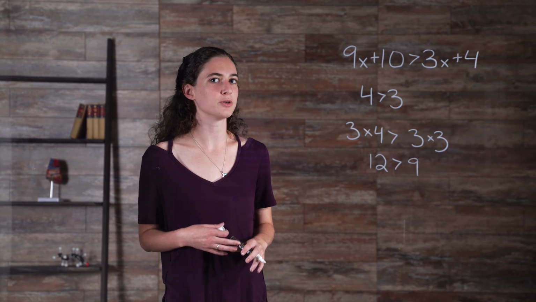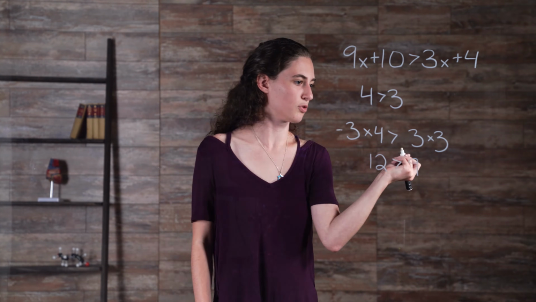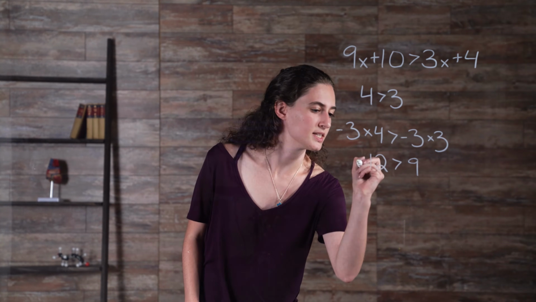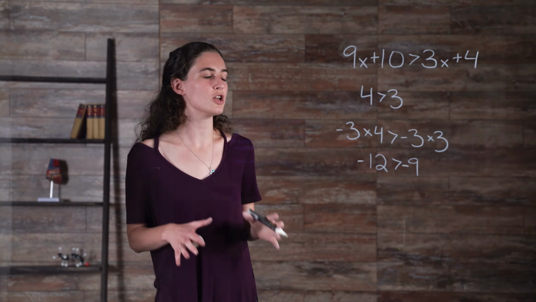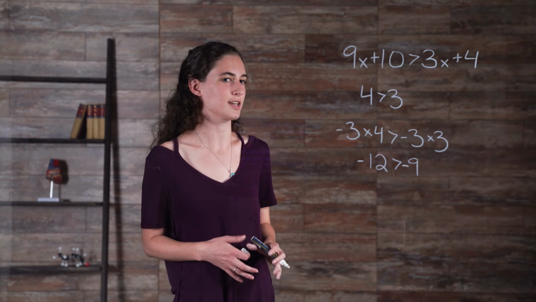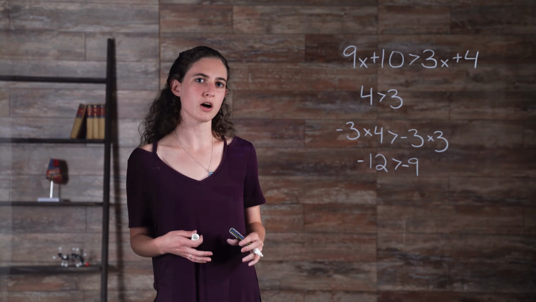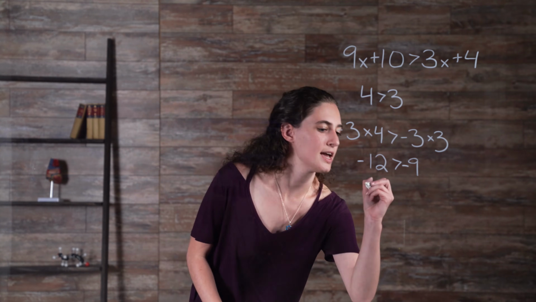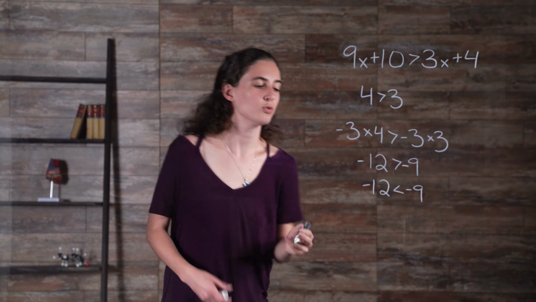But if we multiply with negative numbers, things change a little bit. So let's have our equation multiply both sides by negative 3. So you have negative 3 times 4 is greater than negative 3 times 3. But that then becomes negative 12 is greater than negative 9. And that's not right. We know that negative 12 is not greater than negative 9. That's why you have to reverse the inequality. If you don't, the problem won't be true. So reversing the inequality results in negative 12 is less than negative 9, which is true.